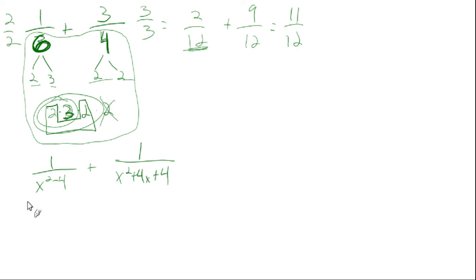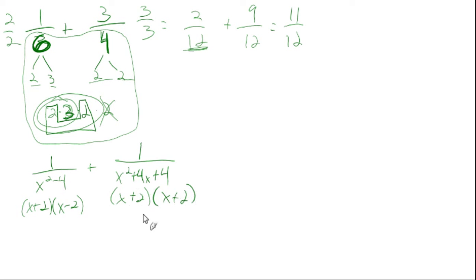First let's factor both of these. This will be x plus 2 times x minus 2. This will be x plus 2 times x plus 2. So we need two factors of x plus 2, and we need a factor of x plus 2 and x minus 2, so that we can find this as a factor and this as a factor, just like we did up here with 6 and 4.